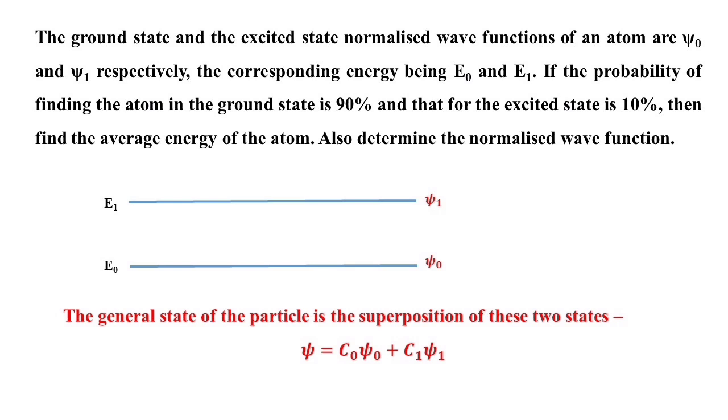As we have to determine the normalized wave function of the system, we know the general state of the particle is the superposition of these two states. That is, we can write the general state of the system as psi is equal to C naught psi naught plus C1 psi 1. That is, psi naught being the wave function of the ground state and psi 1 being the wave function of the first excited state, and mod of C0 square and mod of C1 square give us the probability of finding the particle in the ground state and the first excited state respectively.